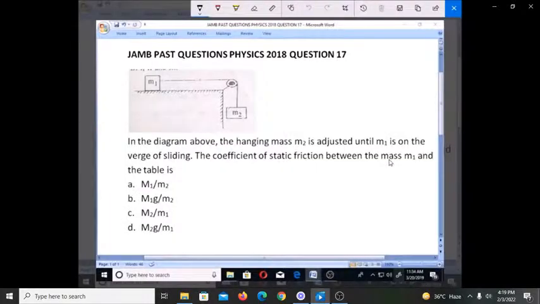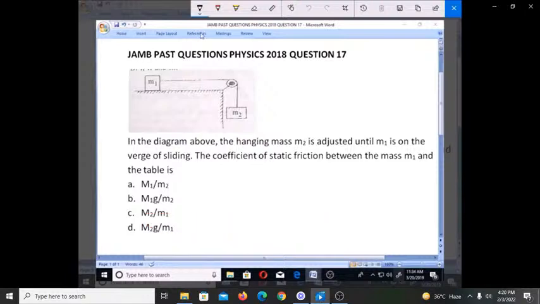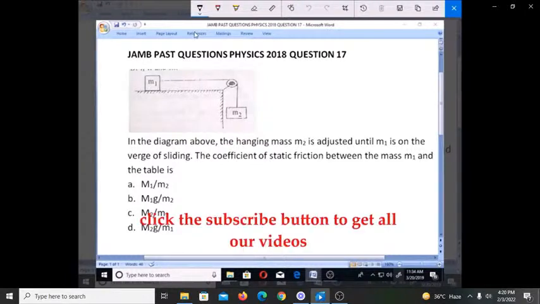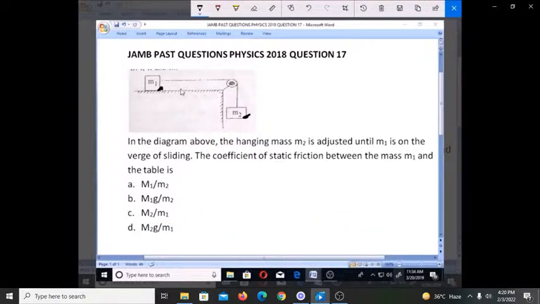Let's look at this JAMB past question. Question number 17 for Physics 2018. In the diagram above, the hanging mass M2 is adjusted until M1 is on the verge of sliding. The coefficient of static friction between the mass M1 and the table is: option A, M1 over M2; B, M1G over M2; C, M2 over M1; D, M2G over M1.